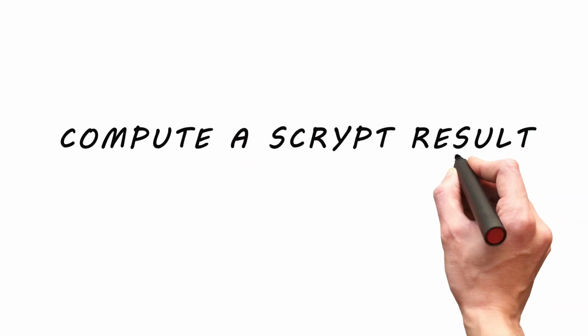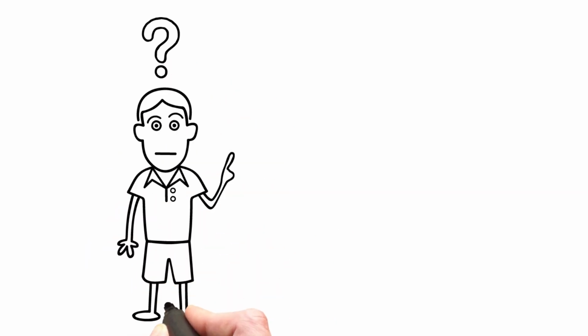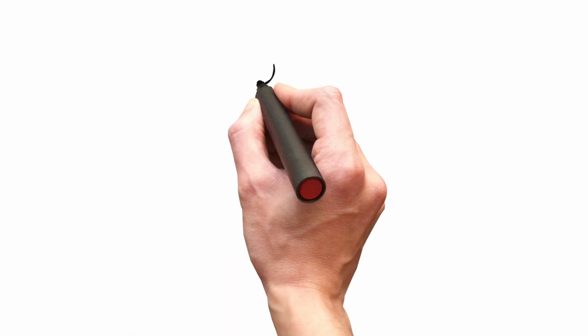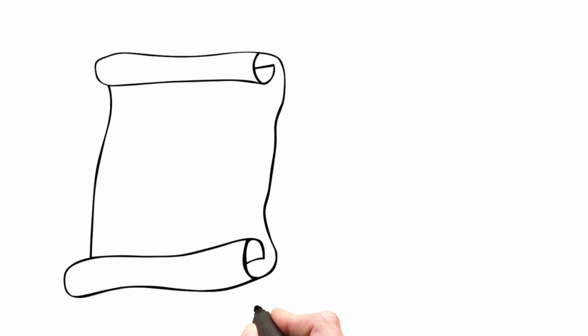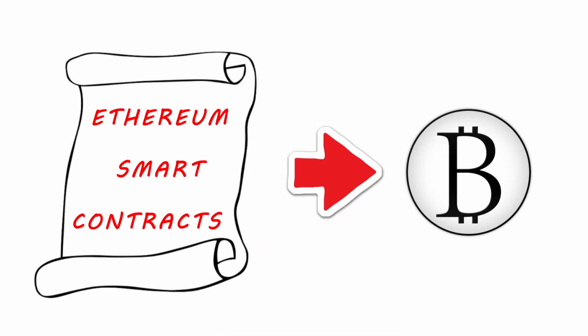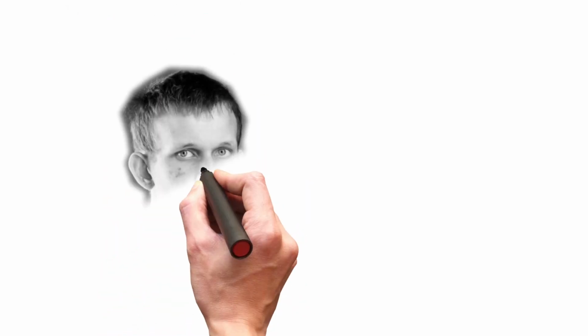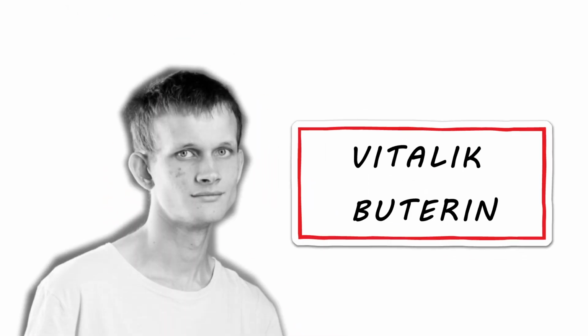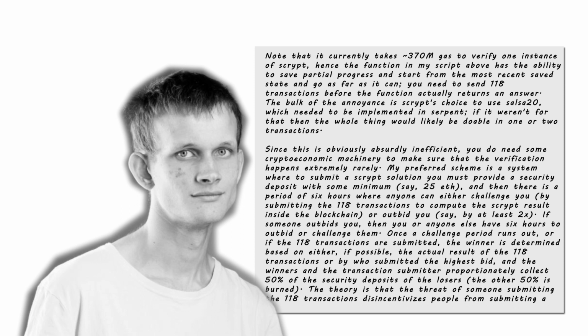How long does it take to compute a Scrypt result on Ethereum? The Scrypt function allows Bitcoin transactions to be verified by Ethereum's smart contracts, thereby enabling cross-chain transactions between Bitcoin and Ethereum blockchains. Vitalik Buterin, Ethereum's founder, blogged about this very topic in 2015.